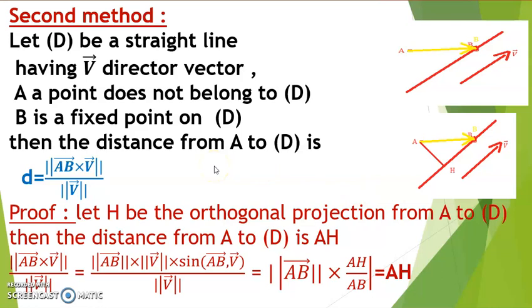Then we can use this rule to find directly the distance from a point that does not belong to a line to this line, by taking a fixed point on line D and applying this rule. Let's go to an application about this.